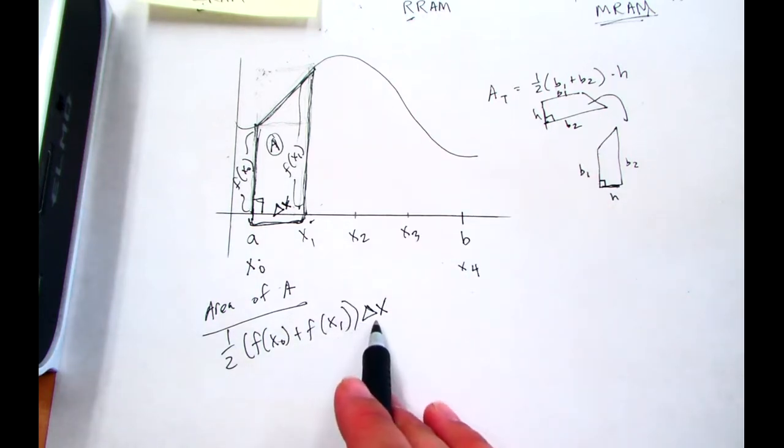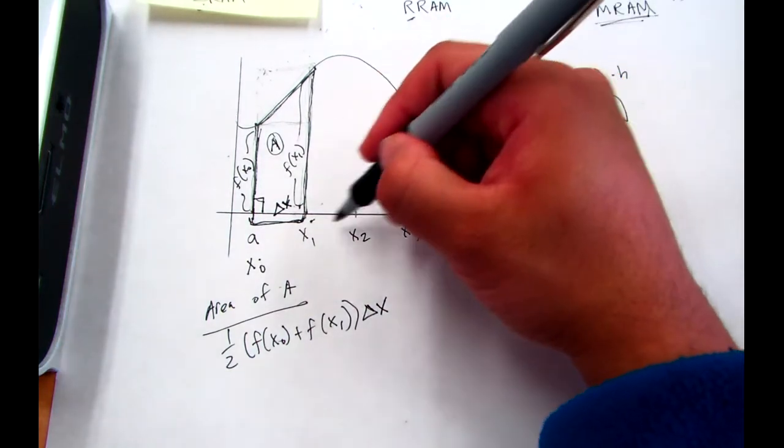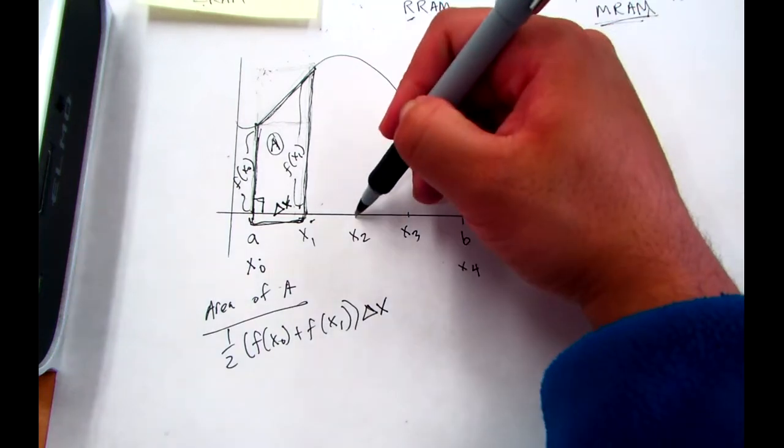So 1/2 the bases, average of the bases, times the height. That's the area of the first trapezoid. Fair enough. We now have a next trapezoid here from x1 to x2.